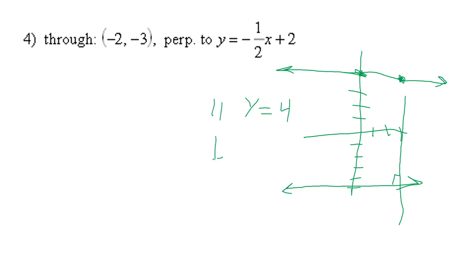Our perpendicular one would be x equals 3 because it's just a vertical line that goes through it. If we miss that, it'll be okay. I was going to touch on that real quick Monday.